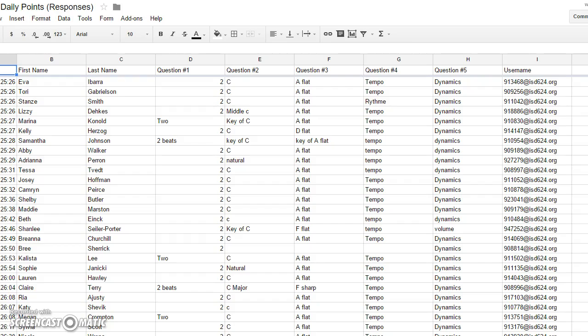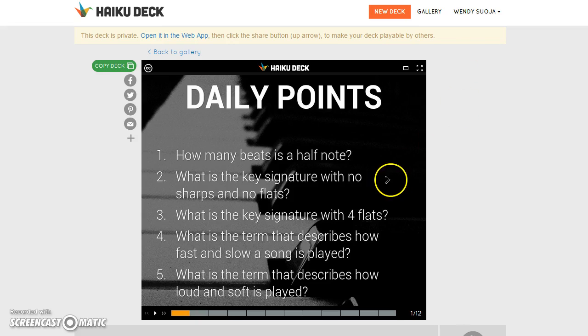And then what I did is I created a Haiku Deck, and I created my 5 questions. So this is what the kids see on the smartboard every day. And so, for instance, what you just saw was this stack of questions. How many beats, what the key signature is in these instances, what does the term mean when you talk about how fast and slow a song is played, which was the answer tempo, and then what is the term that describes how loud and soft, that is, excuse me, this is tempo and this is dynamics.